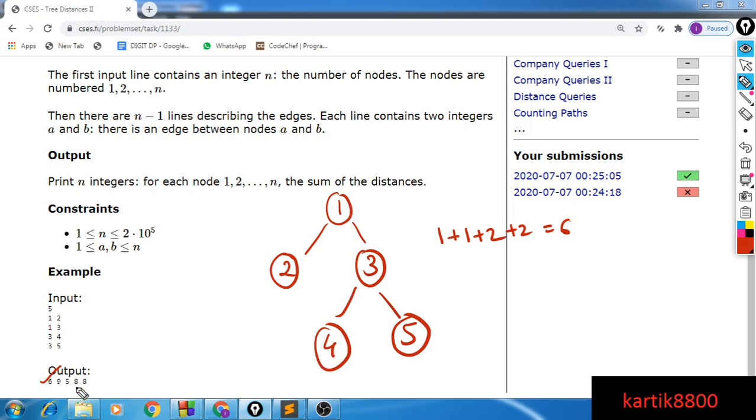Let's evaluate for one more node, maybe node number 4. From 4, the distance to 3 is 1, the distance to 5 is 2, to 1 is 2, and the distance from 4 to 2 is 3. This sum will become 8. That is the answer. So you would like to evaluate this for every node, and the time complexity should be n log n or O(n).